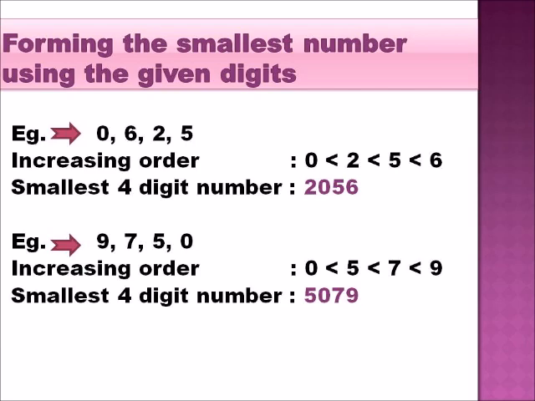Next we have example 8. We have digits like 9, 7, 5 and 0. By arranging in increasing order, we have 0 is lesser than 5, 5 is lesser than 7, 7 is lesser than 9. So here 0 is smaller than 5. We have to interchange its position. Since 0 in the thousands place has no value and the number will become a 3-digit number, so we write 0 in the hundreds place and 5 in the thousands place. Therefore, the smallest 4-digit number will be 5079.